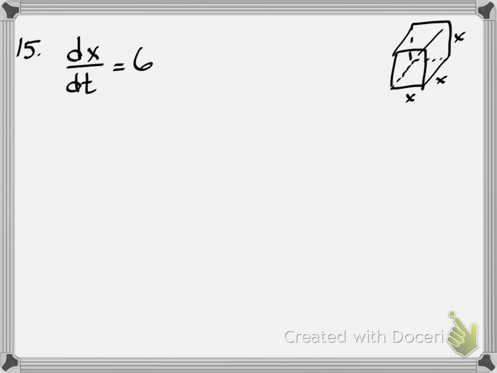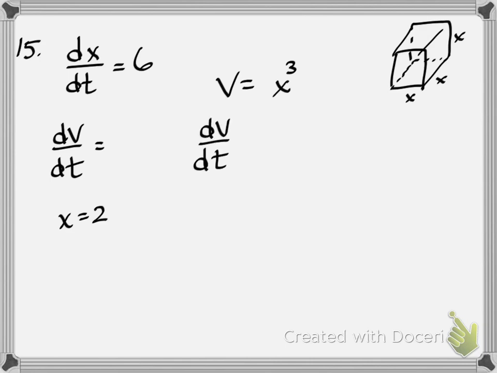How fast is the volume changing? Find dV/dt, the rate it's changing, when each edge is 2 centimeters. So when x is 2. Well, volume of a cube is side length cubed, or it's length times width times height, and all of them are the same. So the volume of a cube is x to the third power. So dV/dt is 3x squared dx/dt.